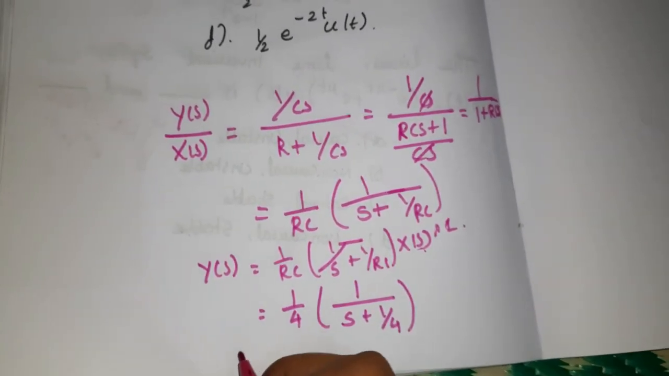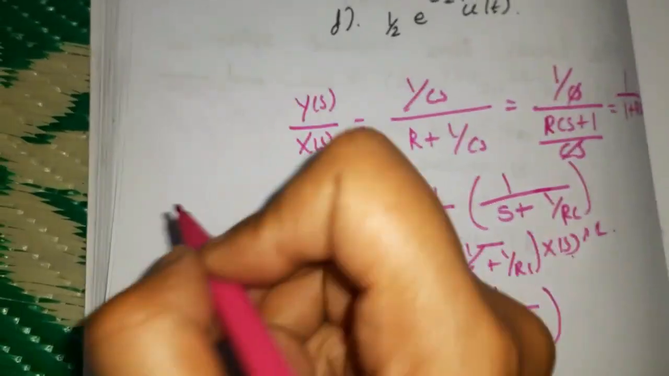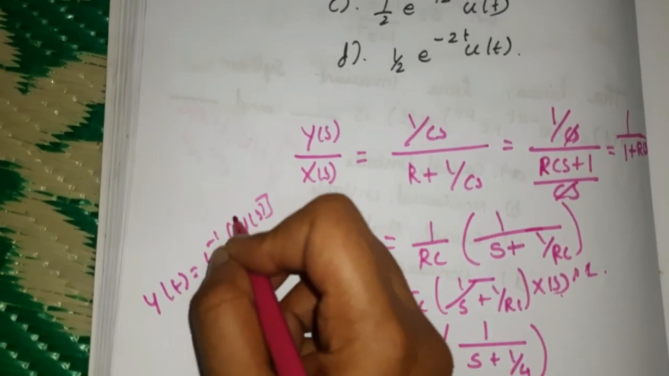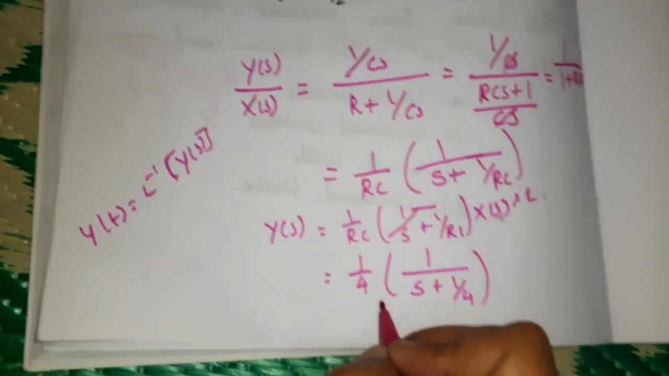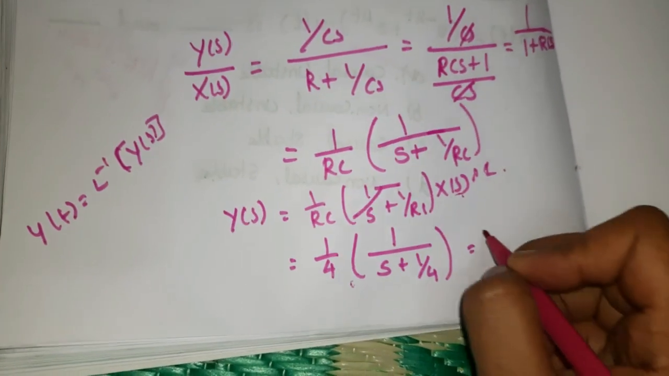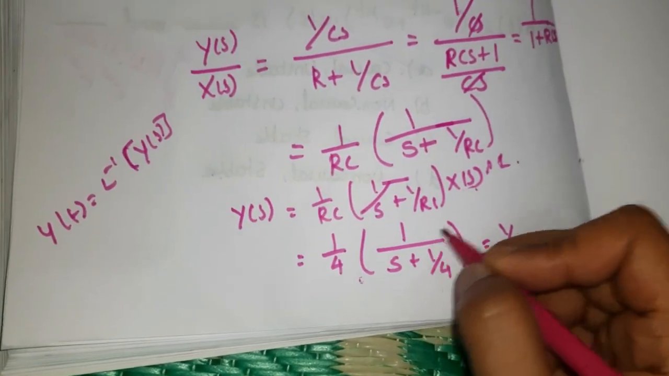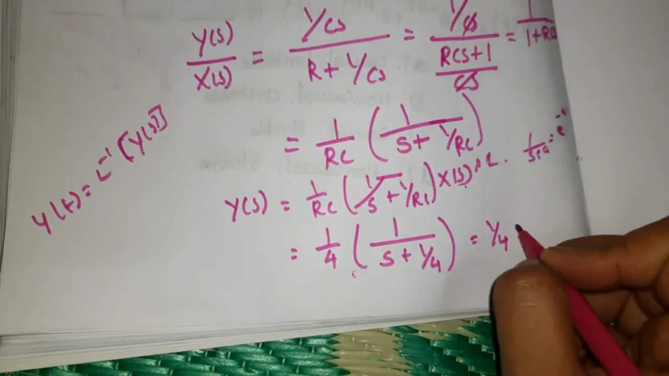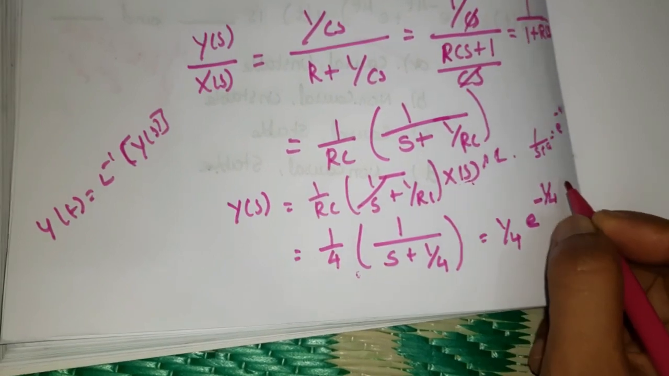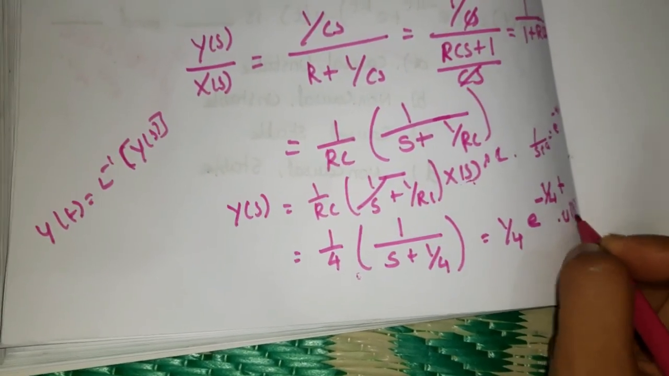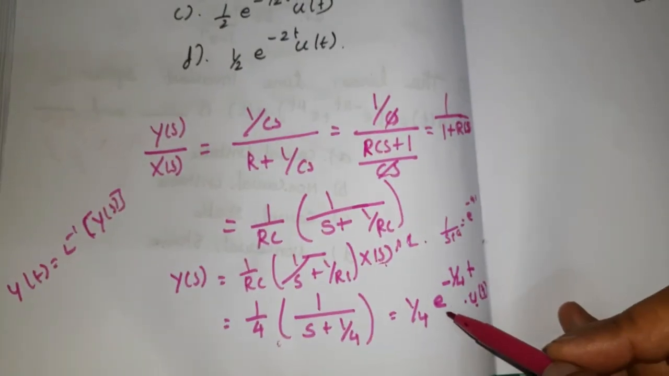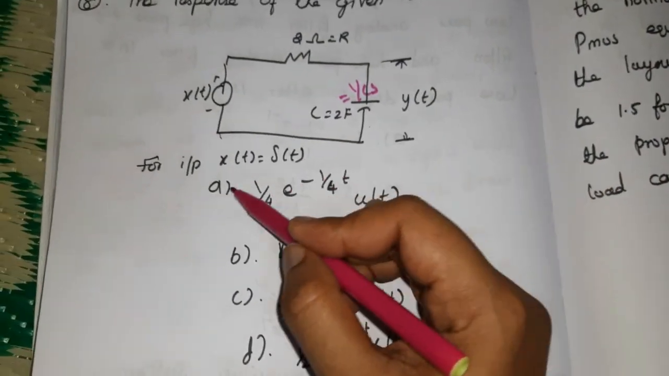Now we take the inverse Laplace transform, that is y of t, by taking the inverse Laplace transform of y of s. Taking the inverse Laplace of this, we get 1 by 4, and the formula is that 1 divided by s plus a equals e power minus at. So we get e power minus 1 by 4 t into u of t. So the answer is 1 by 4 e power minus 1 by 4 t into u of t. So here the answer is A.